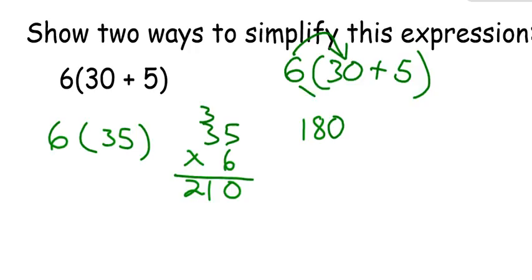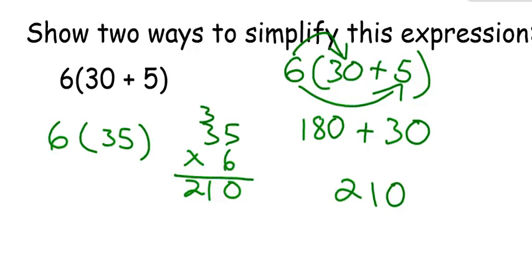And then I'm going to distribute it to this. So I'm going to add my plus sign in there. It hasn't gone away. 6 times 5 is 30. And now I have this as my next step, 180 plus 30, which equals 210.